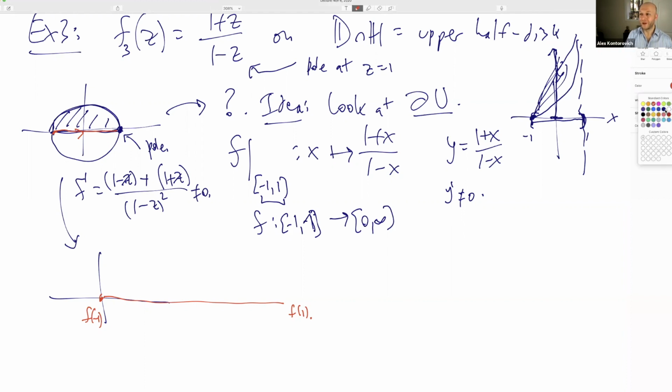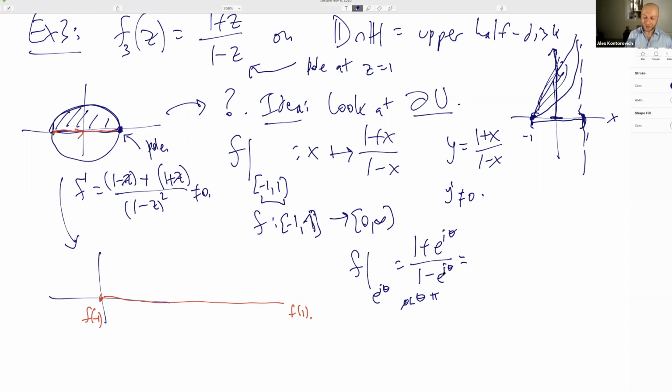What about the other boundary? We have the other boundary. So f restricted to, how should I put this? e to the i theta, theta between 0 and pi. Let's see what happens there. 1 plus e to the i theta over 1 minus e to the i theta. Oh gosh, how are we supposed to work this out?